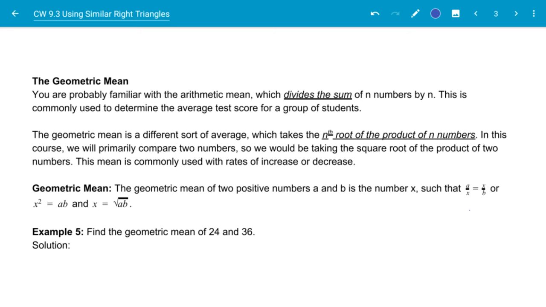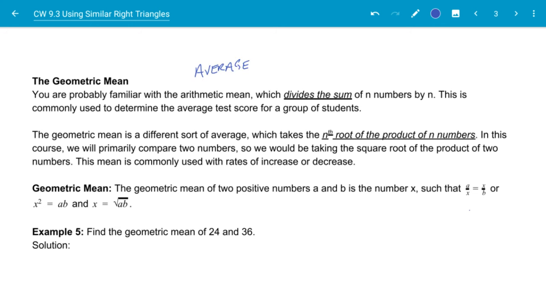So in example 5, we are asked to find the geometric mean between two numbers. So let's take a look at the geometric mean and what that is. Remember, we've used the word mean before in previous math courses, especially in elementary. We have what's called the arithmetic mean. You guys know this more just as the average. And you guys know how to do that.